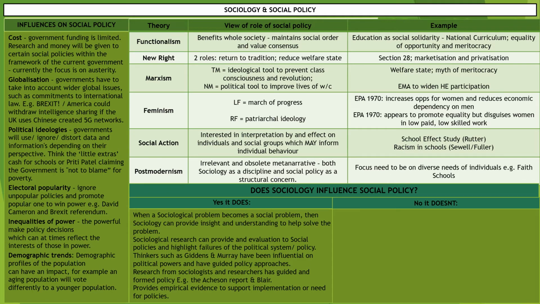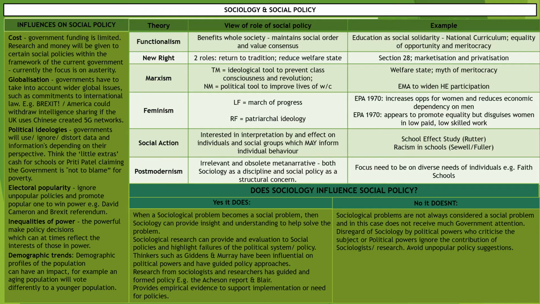Arguments against, however, that sociology doesn't influence policy would be that sociological problems are not always considered a social one and therefore are ignored. Political powers can disregard sociology. Sociology has often been the subject of criticism, not seen as a true science, and therefore the research can be ignored. Also, if the research highlights problems in society or problems within government, the political powers will ignore it to avoid criticism or being seen in a negative way.